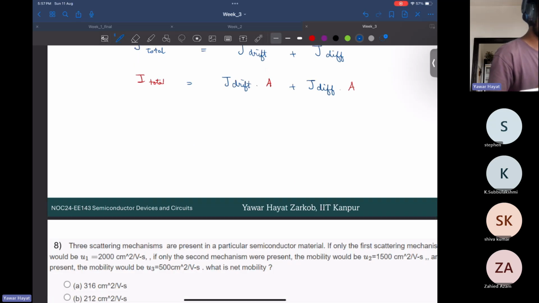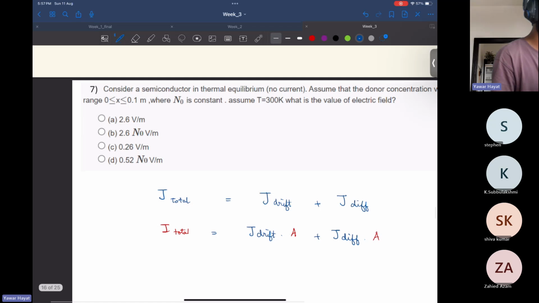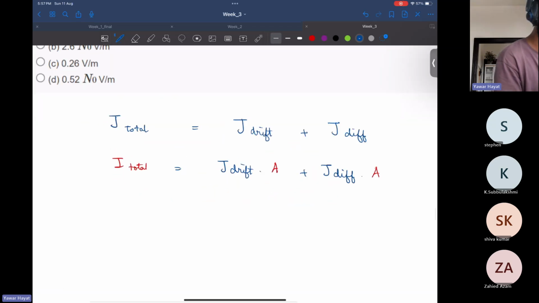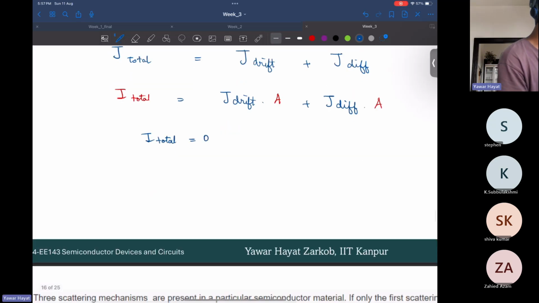Fine. But now at equilibrium, which of these quantities is zero? At equilibrium, this I total would be zero, right? Because it is given that the semiconductor is in thermal equilibrium. That is, no current, sorry, I total is equal to zero. This is something that is given. So if that is the case, then I can write zero equals the expression for the drift current, that is q mu n n E plus q Dn dn over dx, right?